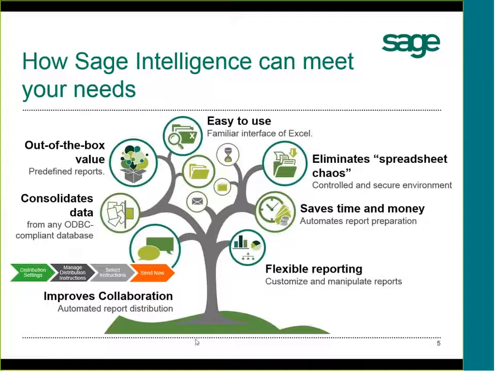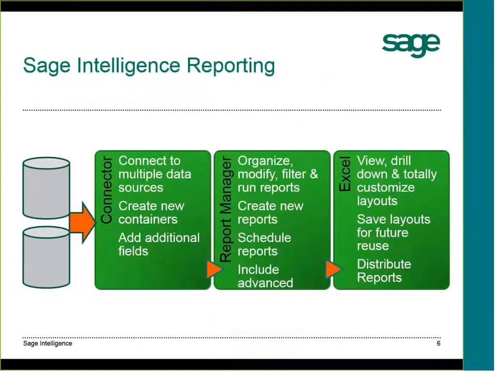Okay, so that's how Sage Intelligence can meet your needs. Let's talk a little bit about how it works. From the standpoint of running a report out, let's just start on the left-hand side with the cylinders, our data sources. And again, the connector is the module that you use to connect to multiple sources.